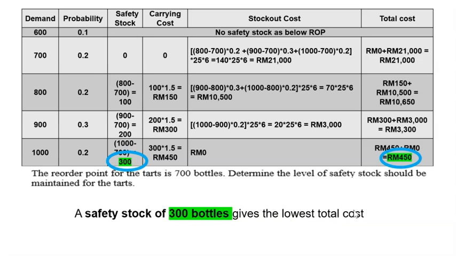Until here is okay. Then don't forget to give the new ROP. That should be the old one, 700, plus 300 safety stock. Then your new ROP will be 1000 bottles. Okay, that's how you solve for the ROP and also safety stock question.